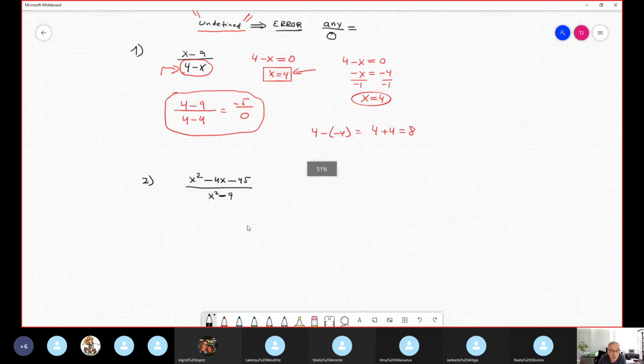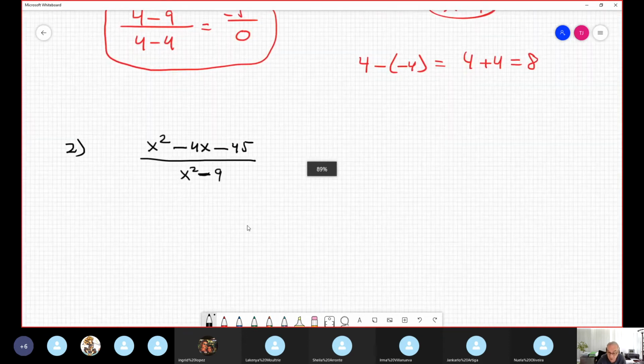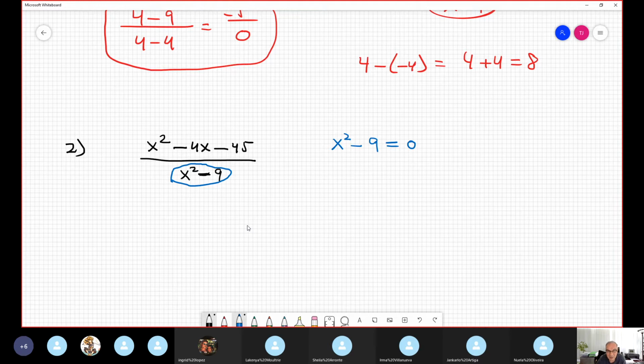So what should I do in this problem? Well, again, the same thing. You take the expression in the denominator. I don't care about the expression in the numerator. This is classical. You see this idea in college algebra. And you enforce it to be 0.